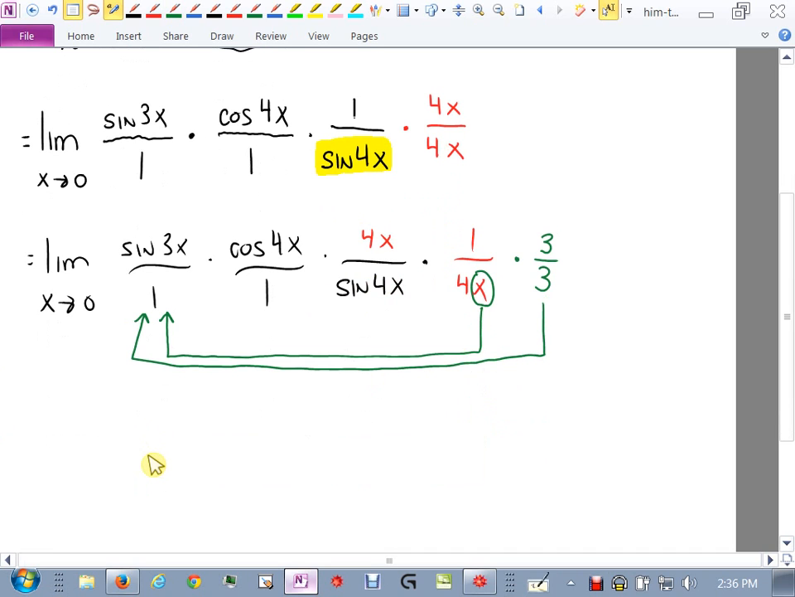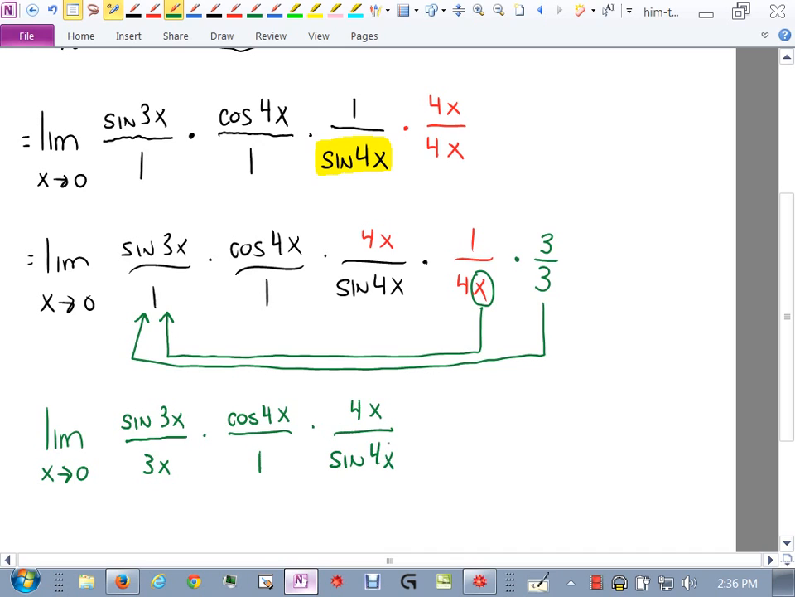And now let me rewrite everything. I would have limit as x goes to 0. I'd have sine 3x over what? 3x. I have cosine 4x over 1. I have 4x over sine 4x. I have, what's left over here? 1 over 4, and then what about the last one? I pulled that 3 off the bottom, didn't I? So 3 over 1. You said 3/4. You could have done that also.